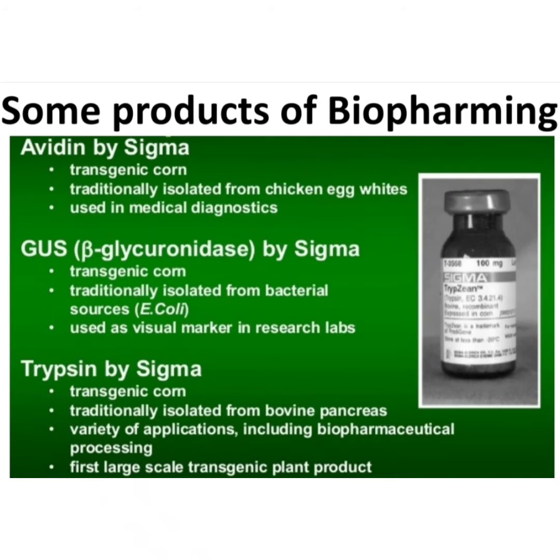What are some of the products of biofarming? Avidin, traditionally isolated from chicken egg whites, used in medical diagnostics. Beta glucuronidase, which is traditionally isolated from bacterial sources, E. coli, used as a visual marker in research labs. Trypsin, traditionally isolated from bovine pancreas. It has a variety of applications like biopharmaceutical processing. It's the first large-scale transgenic plant product.